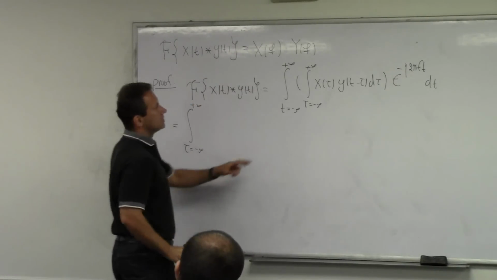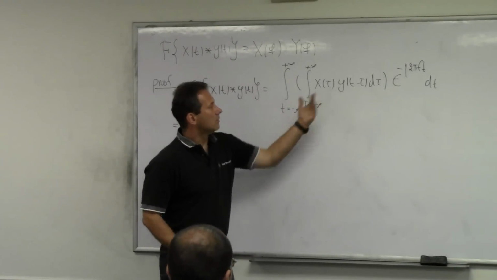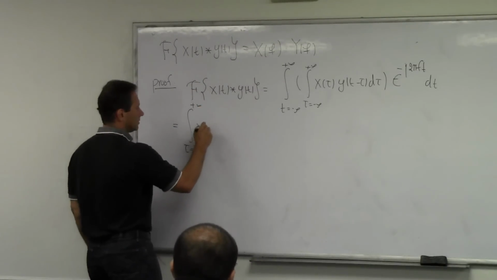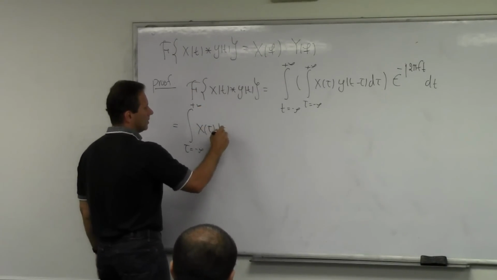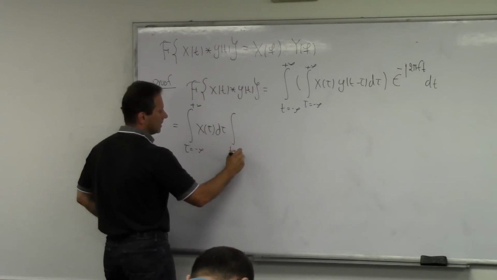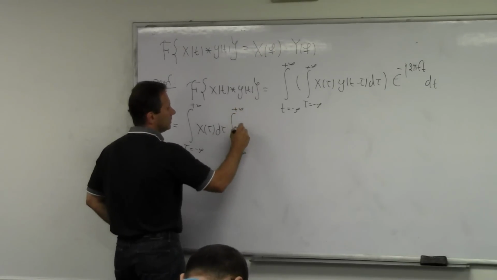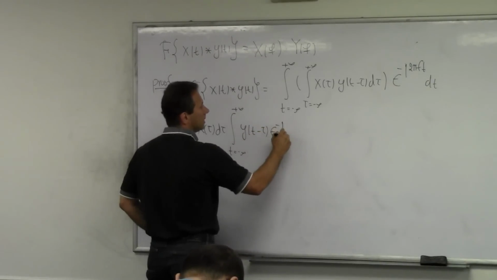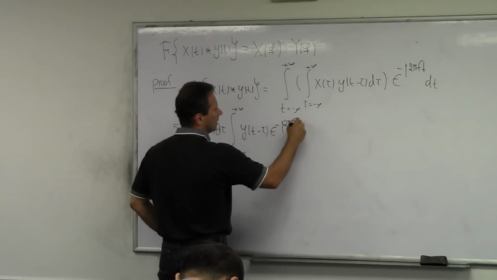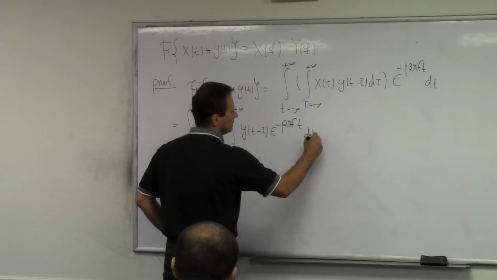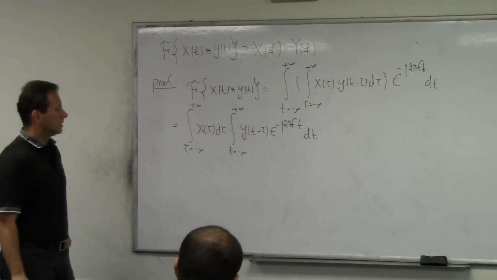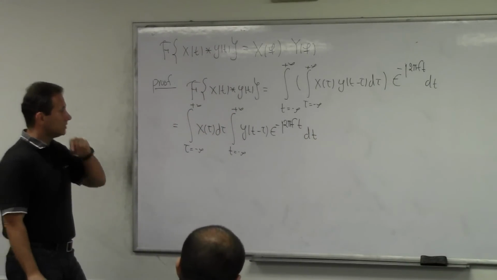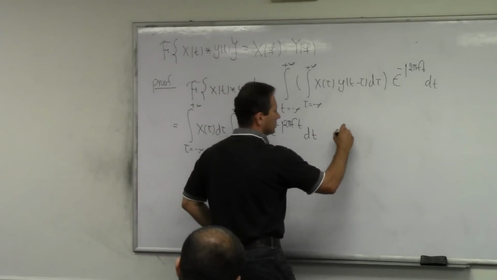And then I'm going to put this x of tau and d tau outside. So I'm going to say x of tau, d tau. And then t goes from minus infinity to plus infinity, y of t minus tau, e to the minus j 2 pi f t dt. Right? So I just swapped the order of integration. I'm going to use a substitution here.